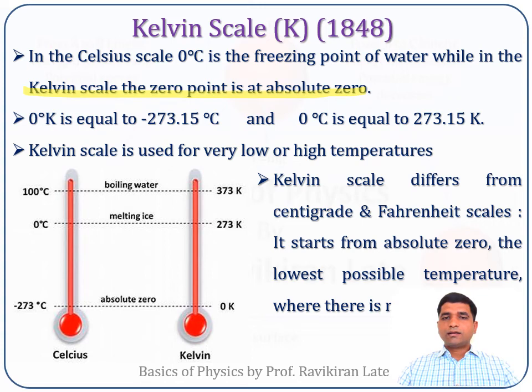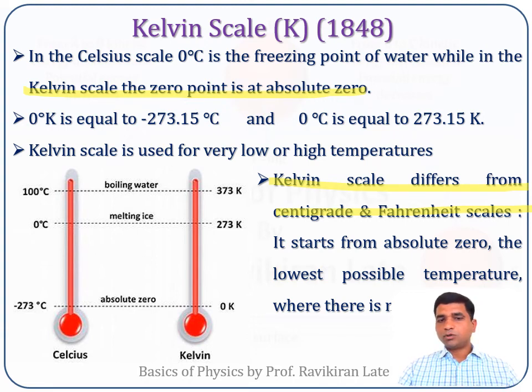The Kelvin scale differs from the Celsius scale and Fahrenheit scale, as the Celsius scale starts from 0, but the Kelvin scale starts from minus 273 degrees Celsius if you compare with the Celsius scale. So the difference between the Celsius scale, Fahrenheit scale and Kelvin scale is that the Kelvin scale starts from absolute zero, that is the lowest possible temperature where no kinetic energy is involved.